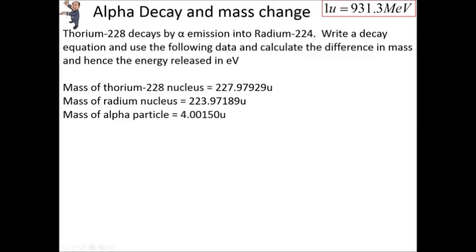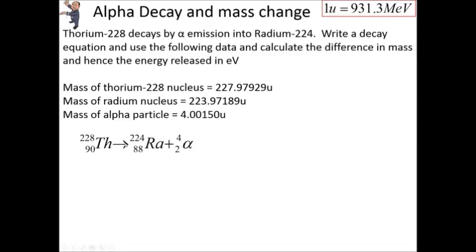Alpha decay and mass change. Thorium decays by an alpha emission into radium-224. Write a decay equation and use the following data to calculate the difference in mass and so the energy released. Here's all the information you'd need. Okay, so you've got the mass of thorium, radium and alpha in u, and using the conversion on the data sheet, 1 u, which is an amount of mass, is equal to 931.3 mega electron volts. So we can use that right at the end.